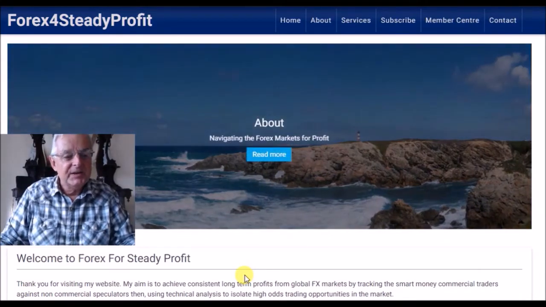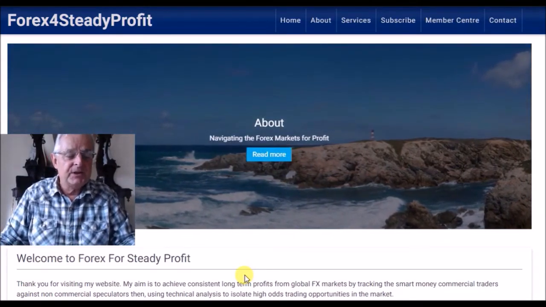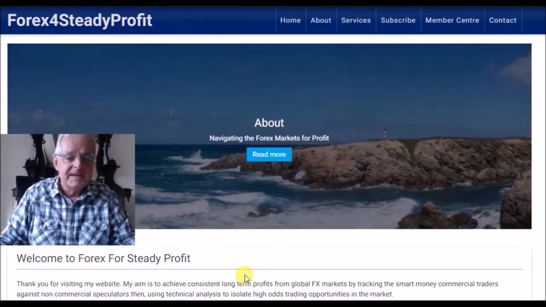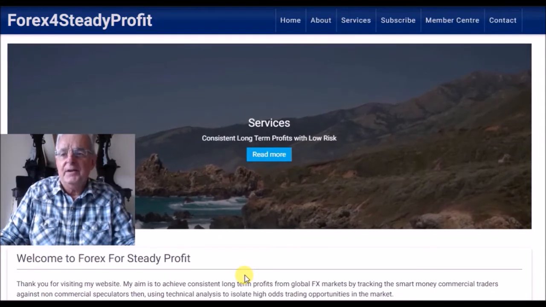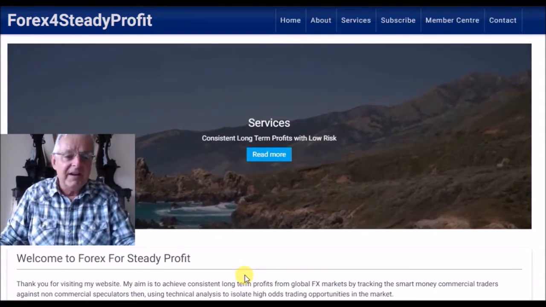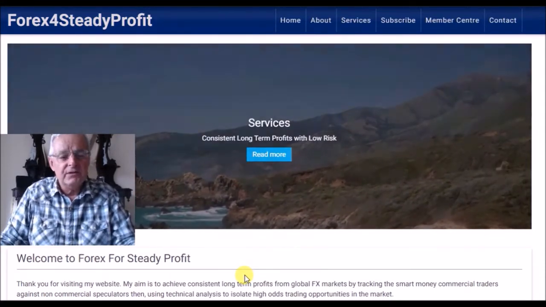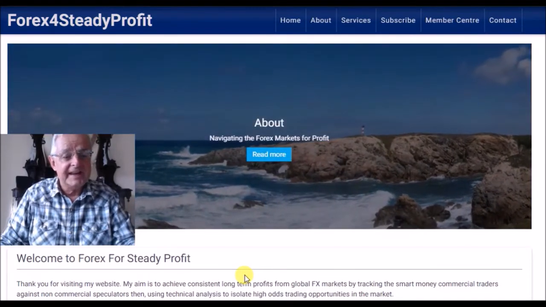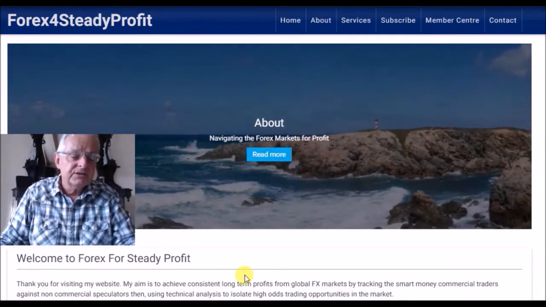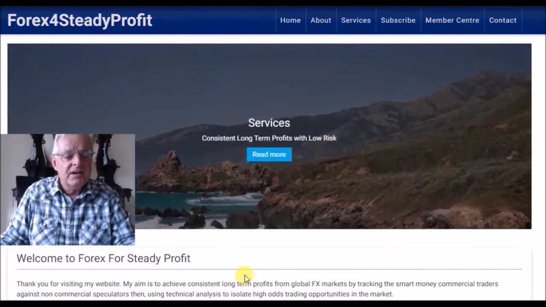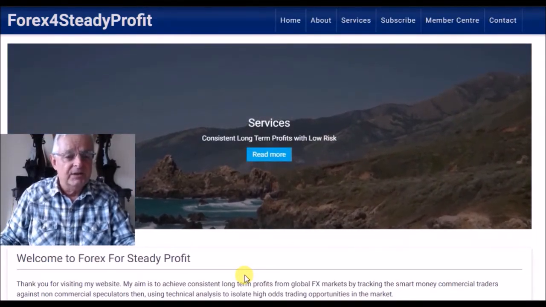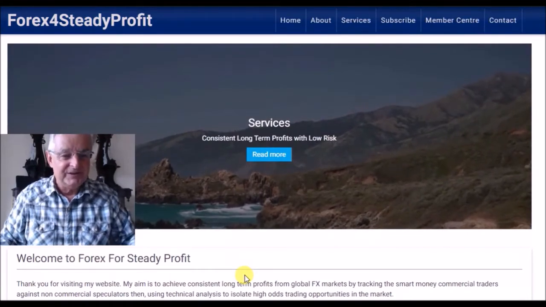forexforsteadyprofit.com. I use the Commitment of Traders report, which comes out every week on a Friday, to give me an idea of market direction. I analyze the ratios of longs to shorts for the commercials and non-commercials, and I also look at the divergence on the pairs, and it gives me an idea of market direction. We'll just go and have a quick look at the charts.